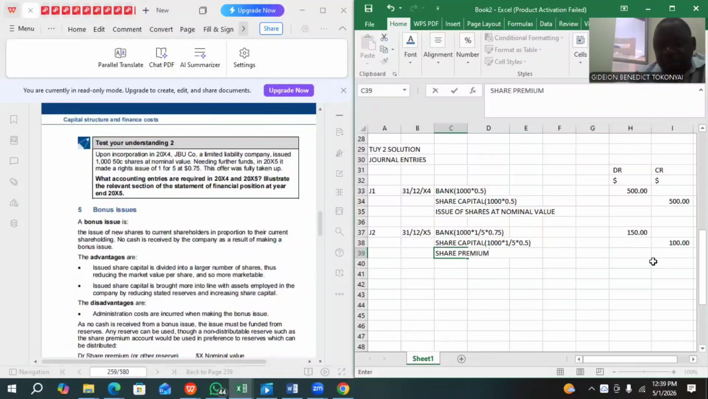Our share premium is the difference between the nominal value and the issue price. So it is 150 less 100, and you get 50. That's how we go about it. The narration is: rights issue of shares. All right, so we are done with our journal entries. That's how we do it. Now go to the ledger accounts.